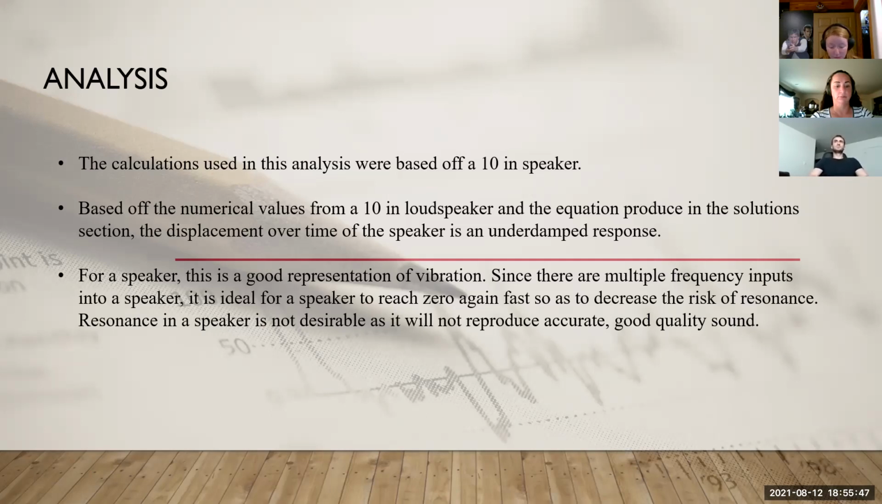Lowering the mass of the system shortens the overall time it takes for the system to reach zero. For a speaker, this is a good representation of vibration. Since there are multiple frequency inputs into a speaker, it is ideal for a speaker to reach zero again as fast as possible to decrease the risk of resonance. Resonance isn't ideal for a speaker since it decreases the accuracy of the sound produced.